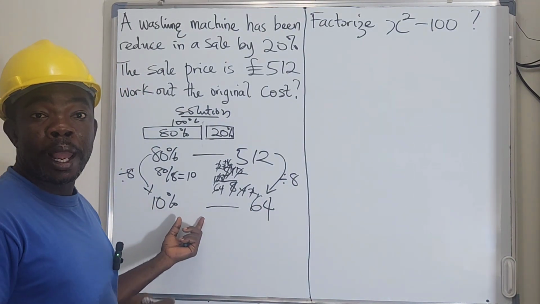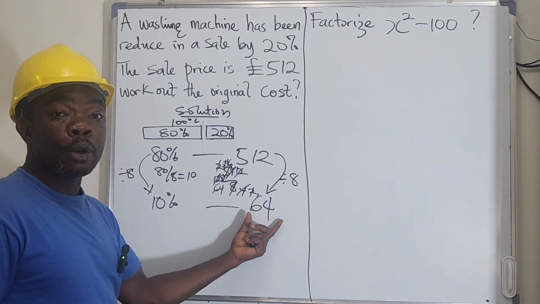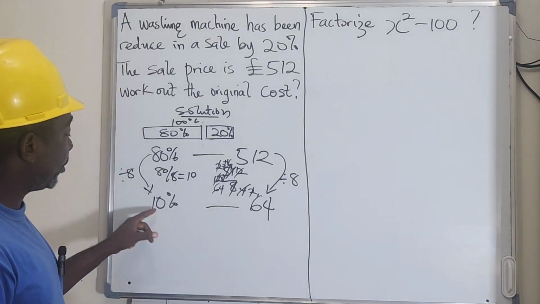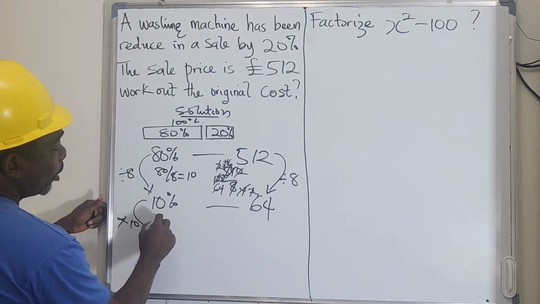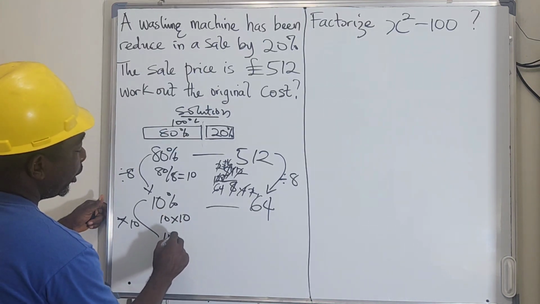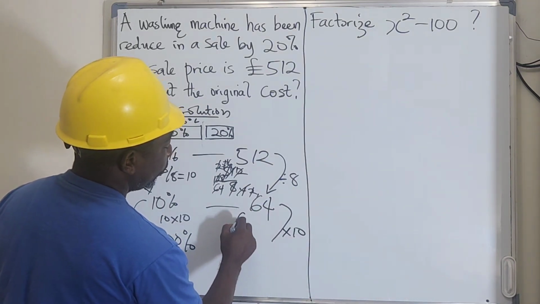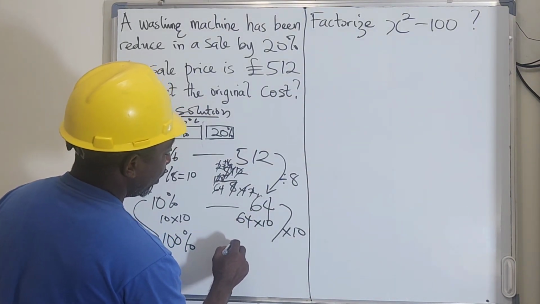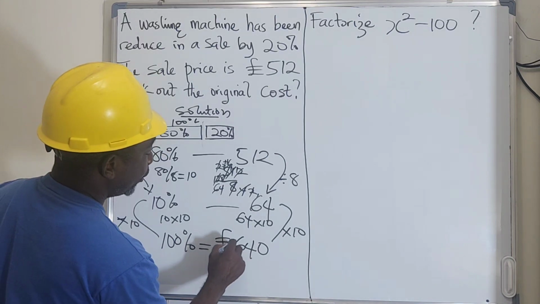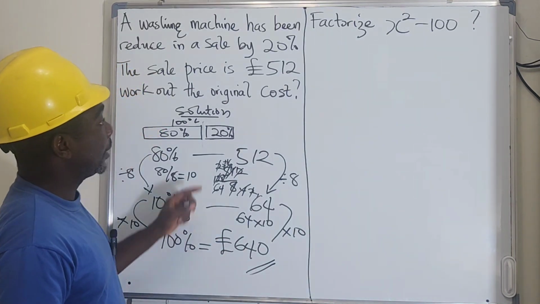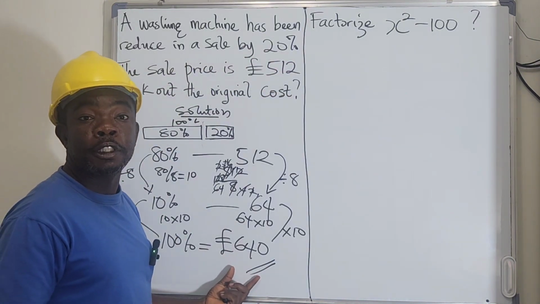What we are aiming at is to make this side 100%. So here we have 10%, and we multiply by 10. When we multiply 10 by 10, it gives us 100%. So we also multiply 64 by 10, which gives us 640. So the original price before the reduction of 20% is 640 pounds.